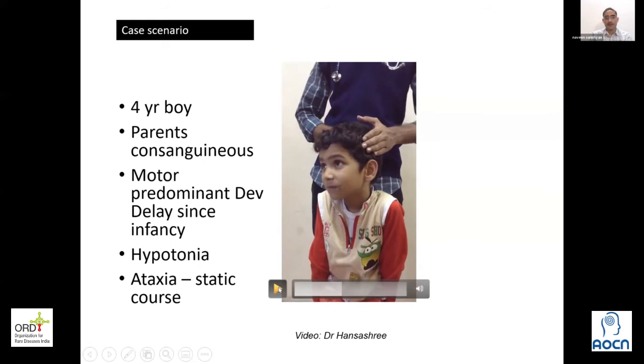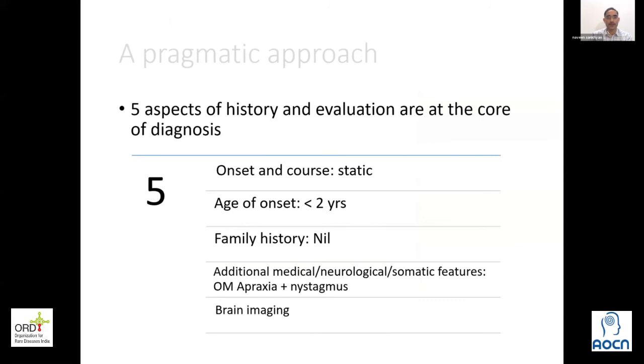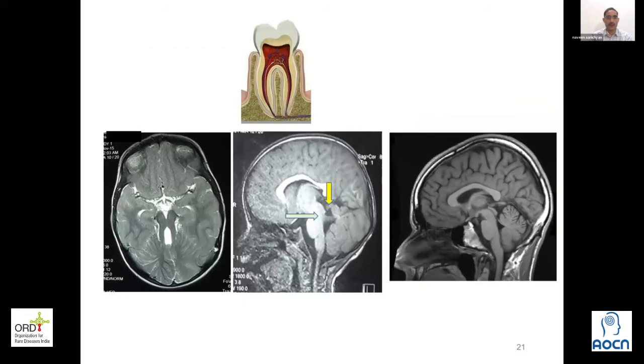So one can see that this child has difficulty changing gaze from one direction to another without moving the head. So this is the oculomotor apraxia. So summarizing, this child had a static ataxia, onset less than 2 years. There was no family history, but had oculomotor apraxia and nystagmus. His brain imaging was characteristic. It showed the molar tooth sign.